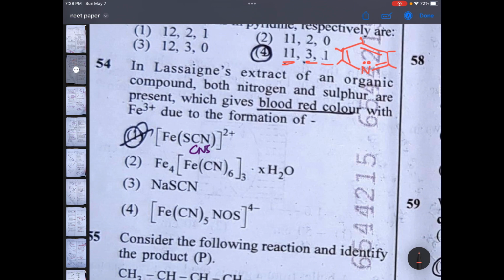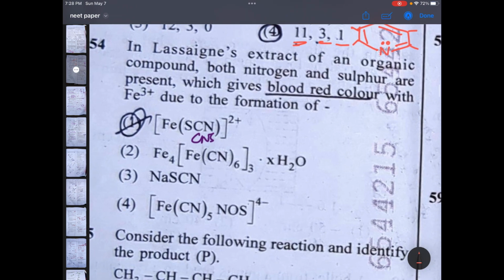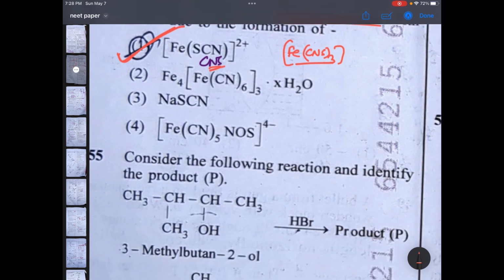In Lassaigne's extract of an organic compound, if both nitrogen and sulfur are present, which gives blood red color? Blood red color is because of FeCNS. Generally we write like this, or you can take one also, this is fine. Because the rest of the options are not correct, that is the right one.